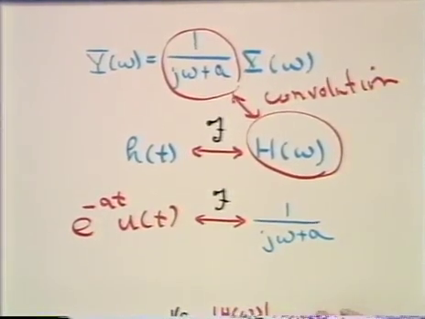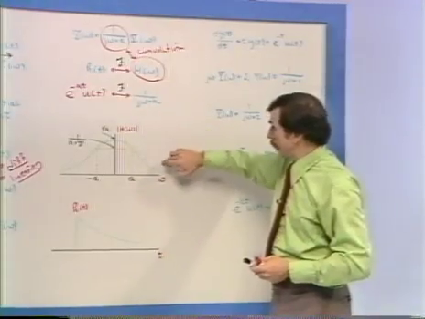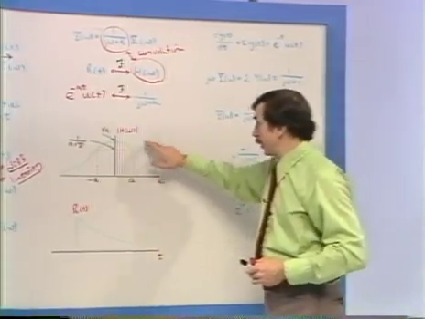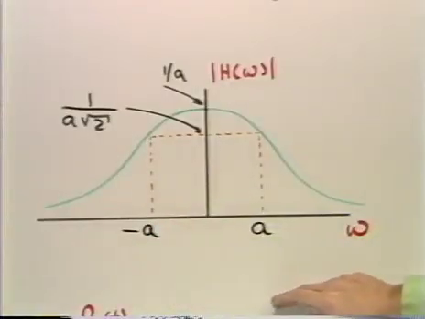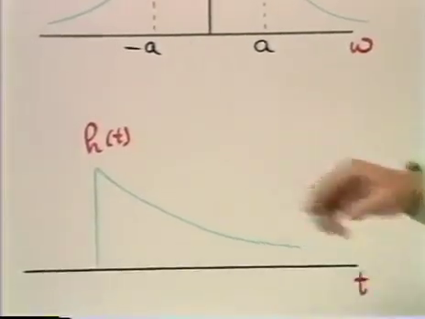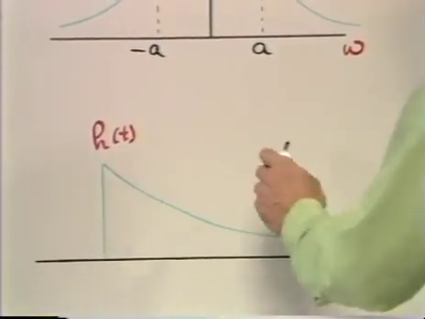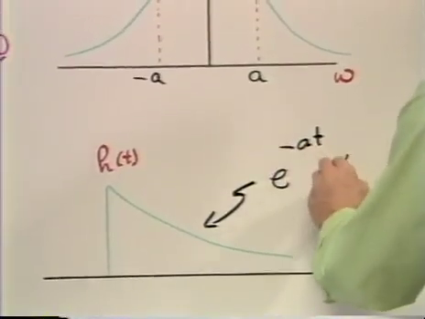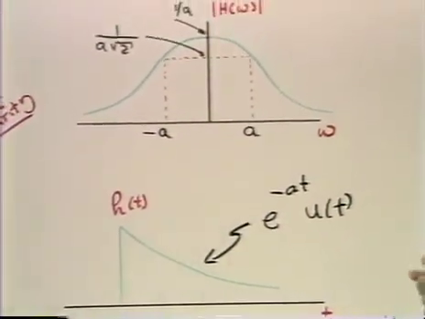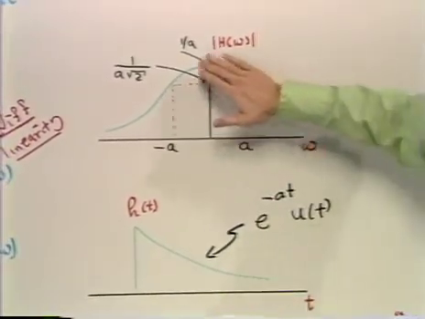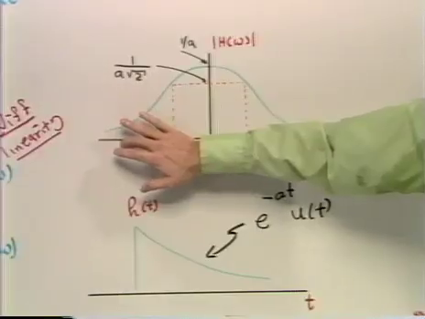Well, I've drawn graphically the magnitude of the Fourier transform here. And below it, we have the impulse response. The impulse response is, as I just indicated, e to the minus at times u of t. Now, let's go back up and look at the magnitude of the frequency response.